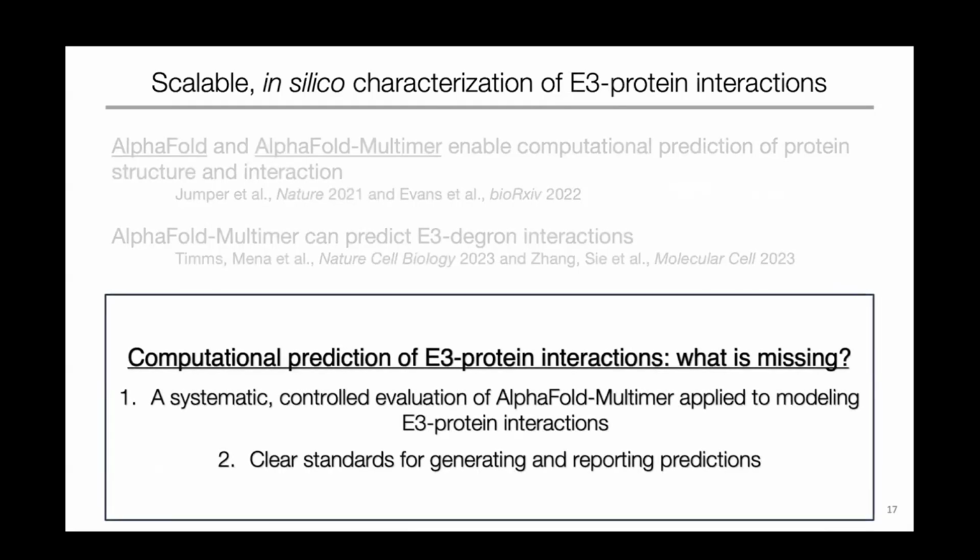But during the review process for this paper, we got a lot of pushback on how we were doing our AlphaFold predictions. And so we ended up stepping back and saying, what is this missing and how could we be confident in the results? So what we set out to do was a systematic controlled evaluation of the application of AlphaFold multimer for predicting E3 protein interactions, as well as being as clear as possible for how we generated the predictions and how we report them.